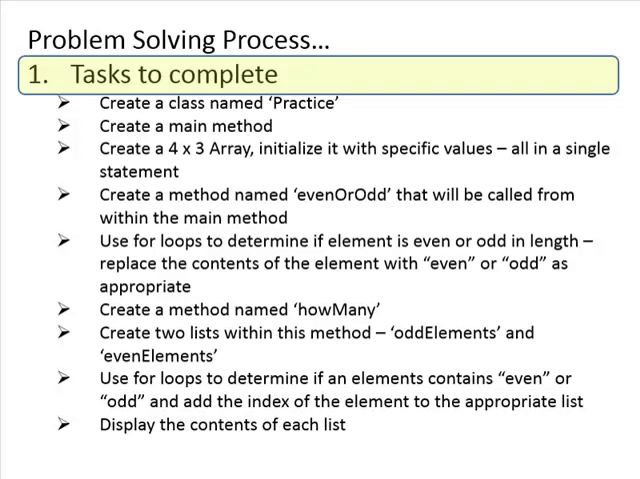The first part, we're going to identify the tasks that need to be completed. And in this particular free response question, there was a lot to be done. And I've kind of summed it up into 9 different parts.